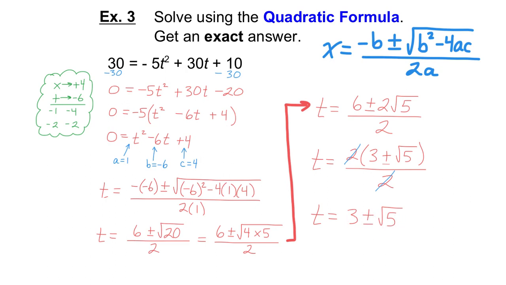So that's it. Just to recap, if you're going to solve an equation using the quadratic formula, it has to equal 0 first, and then you have to figure out what your a, b, and c values are and plug them into your quadratic formula. Once you have done that, it's just a matter of simplifying as much as you can, and then you end up with your exact answer.